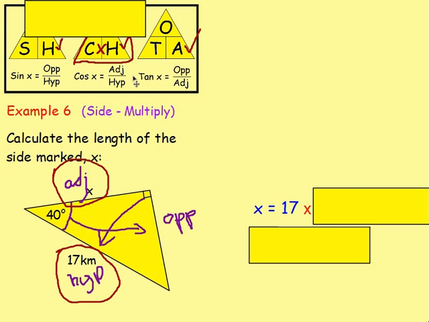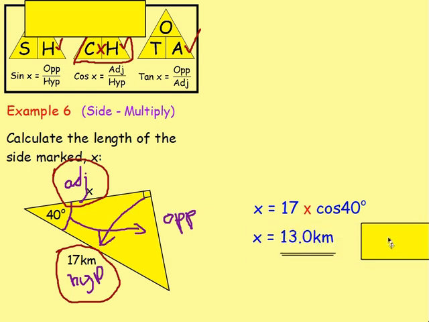So it's going to be 17 times by C. And C stands for cos. Good, so it's 17 times by cos. Cos of what? Cos of the angle, which is 40. Good, so it's 17 times cos 40. Key that into the calculator, and you get 13.0 kilometers.